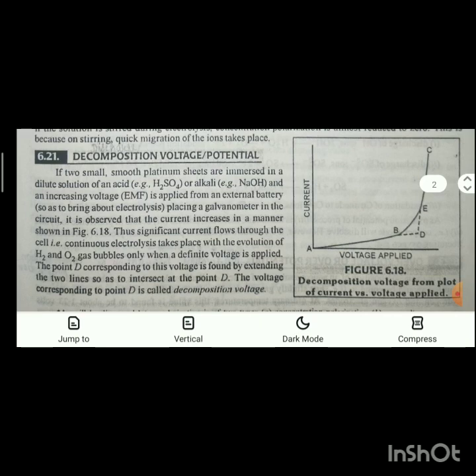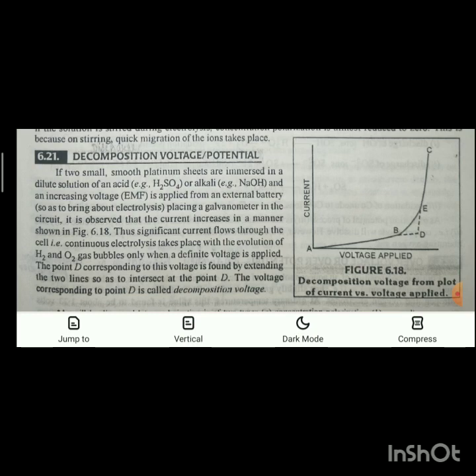Decomposition voltage or potential. If two small smooth platinum sheets are immersed in a dilute solution of an acid or alkali and an increasing voltage is applied from an external battery so as to bring about electrolysis, placing a galvanometer in the circuit, it is observed that the current increases in a manner shown in the figure. A significant current flows through the cell, that is, continuous electrolysis takes place with the evolution of H2 and O2 gas bubbles, only when a definite voltage is applied.